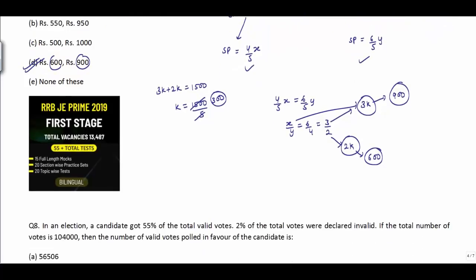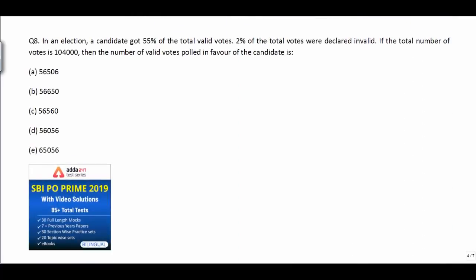Question number 8. In an election, a candidate got 55% of the total valid votes. 2% of the total votes were declared invalid. The total number of votes is this much, then the number of valid votes polled in favor of the candidate is. Total number of votes is this much, this is about 104,000, out of which 2% were declared invalid.